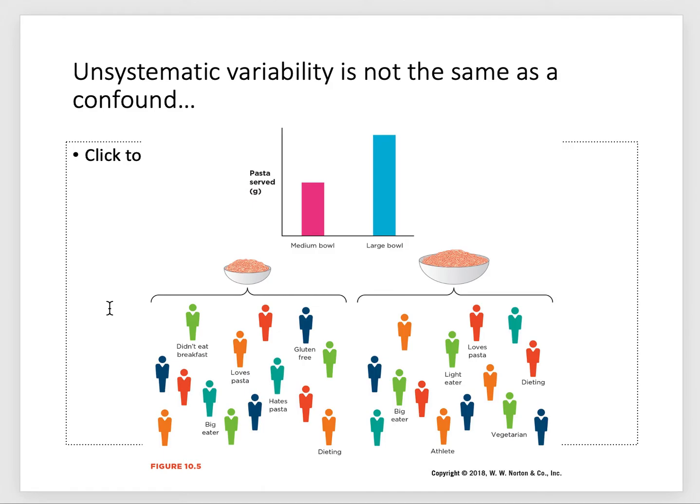It would be a problem, it would be a confound if all of the light eater, gluten-free, dieting people were a part of one group. Okay, and it doesn't even really matter which group, but if you have them all being a part of one group, there is an underlying factor that they share that's systematic that could actually be contributing to your results. Okay, and not to the fact that they're being served in a certain size bowl. Okay, hopefully that makes sense. I think this figure illustrates it really nicely.